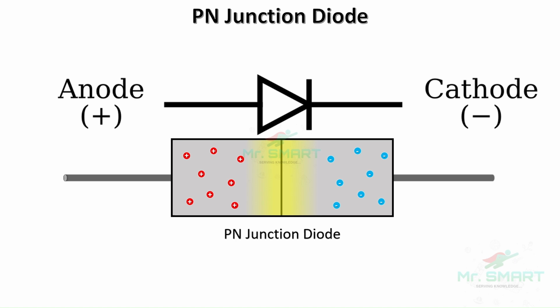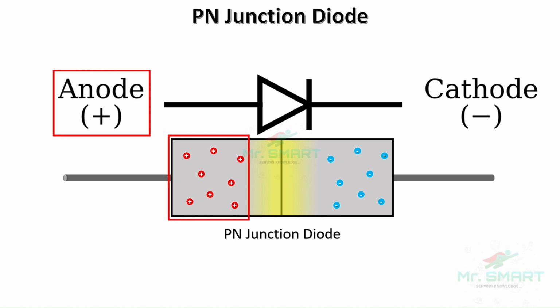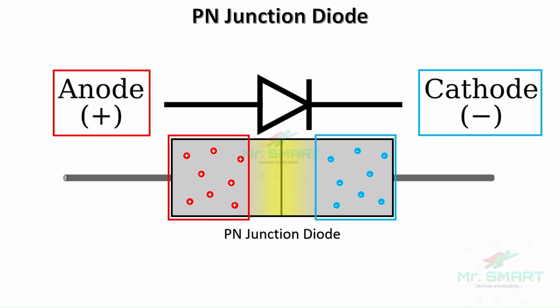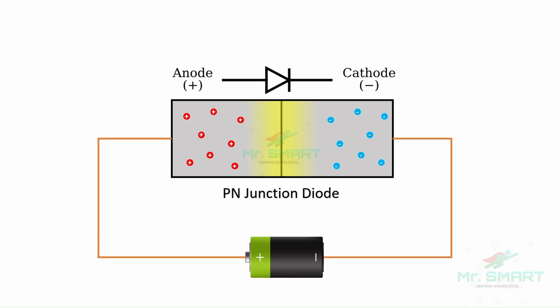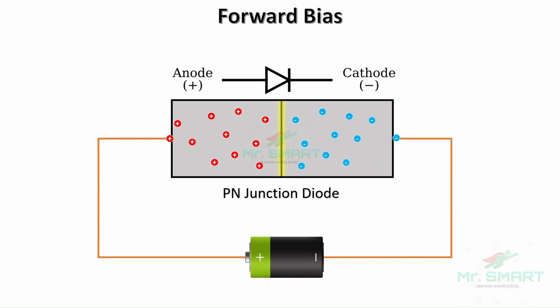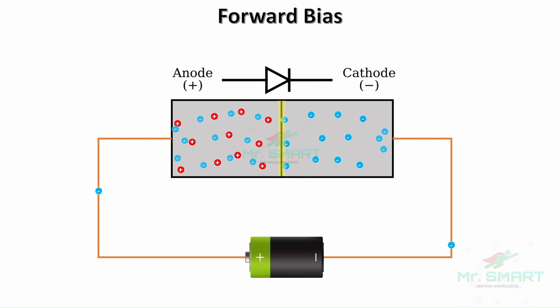The diode has two ends called anode, where the positive charge carriers are accumulated, and cathode, where the negative charge carriers are accumulated. Let's see how a diode works in practice. When we connect the positive terminal of a battery to the anode and the negative terminal to the cathode, this is known as forward bias. In this setup, the battery's charges push the diode's charge carriers towards the depletion region, shrinking it and allowing current to flow across the diode.